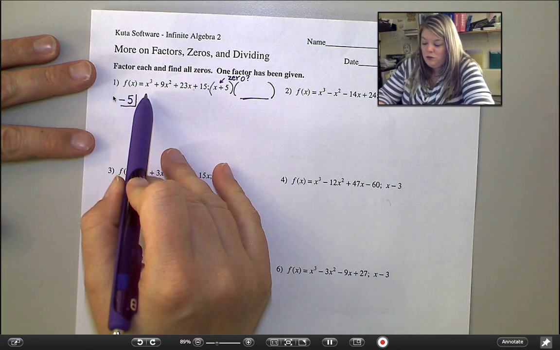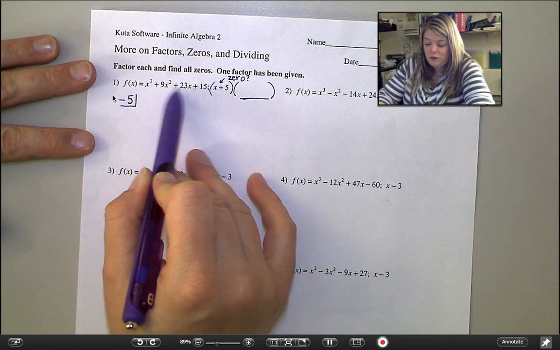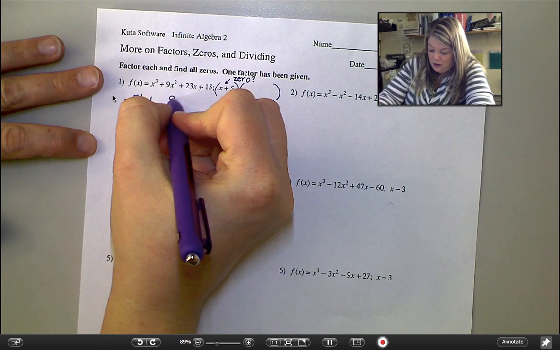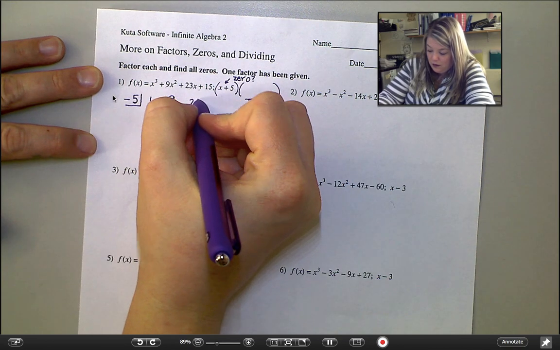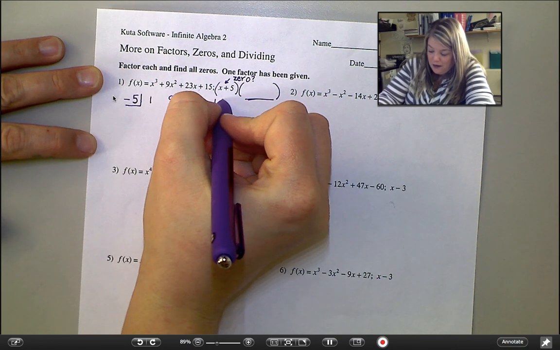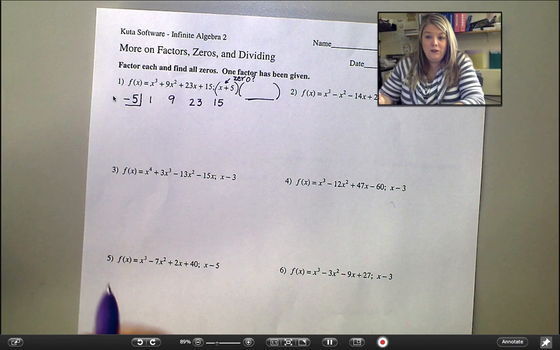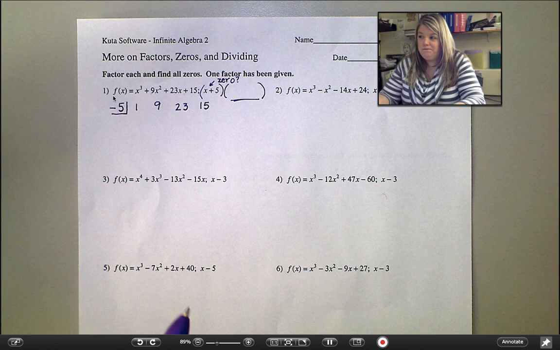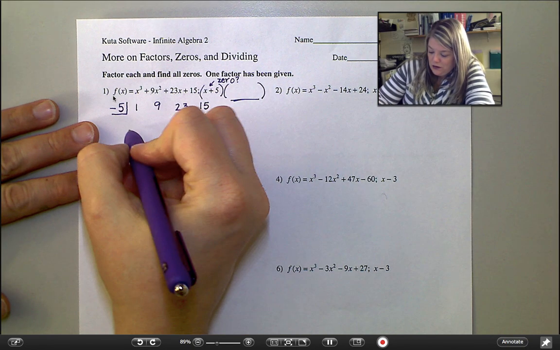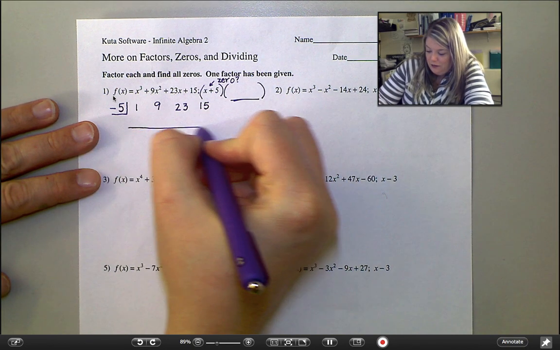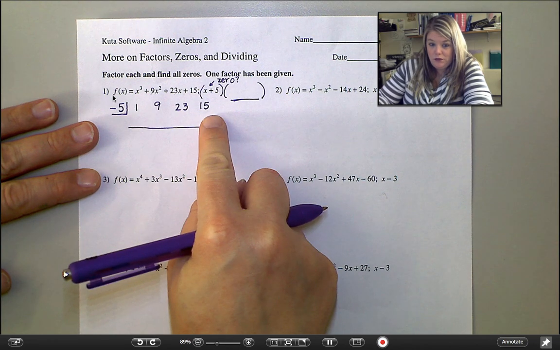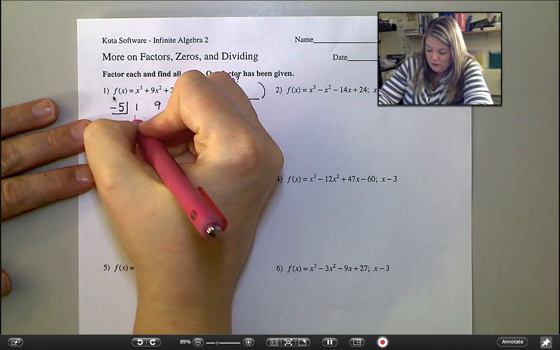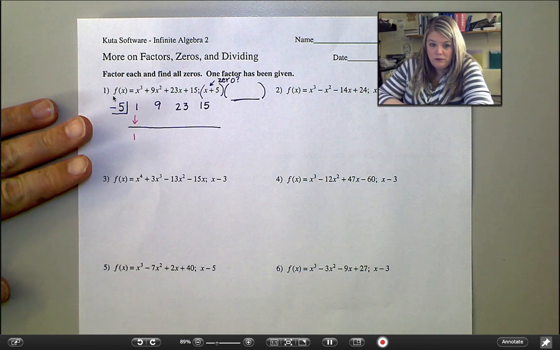And then what I'm doing now is lining up the coefficients from this polynomial. So I'm going to do 1, and then 9, 23, and 15. Do keep in mind a couple things about synthetic division. If you're missing any pieces, make sure you put a 0 there, okay? Yeah, I think that's everything for now. So I'm going to draw a line, leaving myself some space here, okay? And now what I'm doing, I'm going to drag down this first one and just put a 1 there.